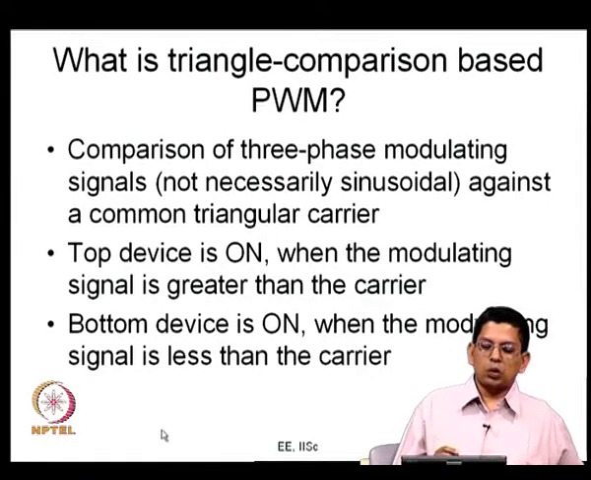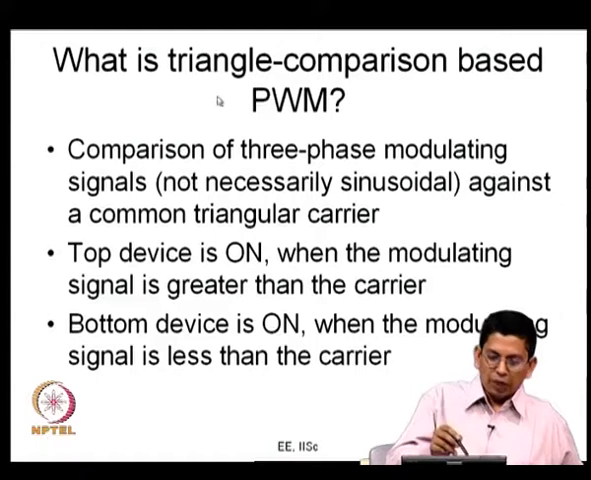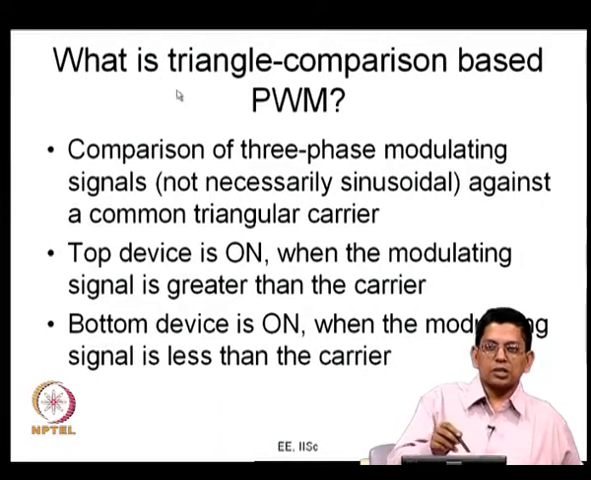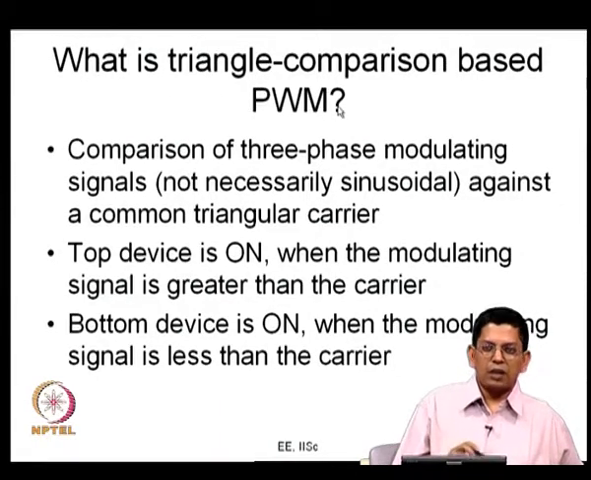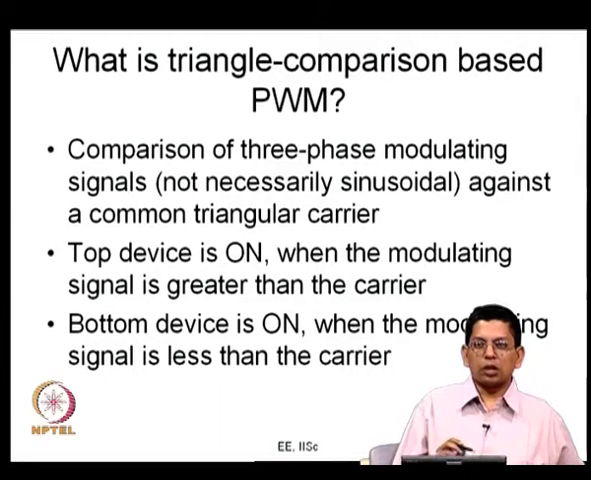So, I would say there are 2 possible approaches commonly used for PWM generation. One very popular approach is triangle comparison PWM. This has been around for about 3-4 decades now, longer than that, and space vector based PWM is relatively newer. You could say it started being used from the middle of the 80s or so. That is what we will be discussing in the next class.